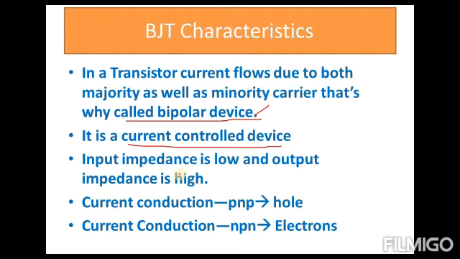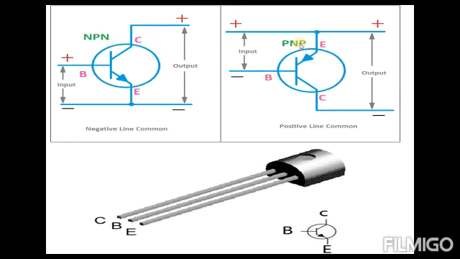In a BJT, input impedance is low and output impedance is high. Current conduction in a PNP transistor is because of holes, and in an NPN transistor it is because of electrons. This is an NPN transistor, this is a PNP transistor. The major difference, see from the figure: here the arrow mark is outwards, whereas in the PNP transistor the arrow mark is inwards. It is a bipolar junction transistor having three terminals, namely base, emitter and collector. It is the symbolic representation.